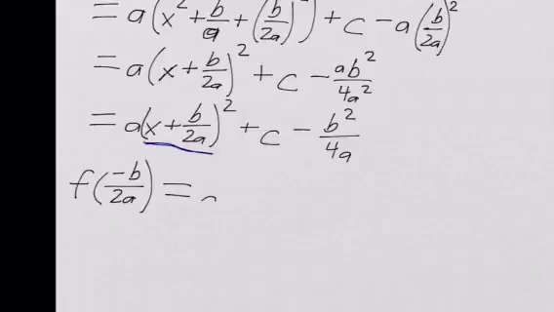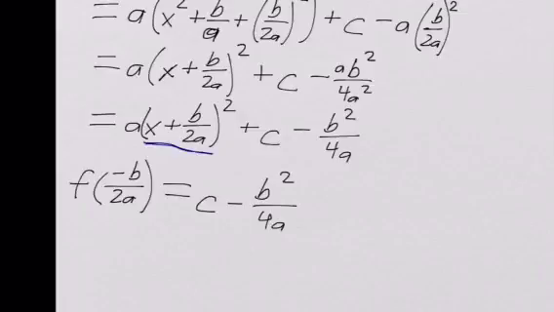I completely said that incorrectly. That should have been c minus b squared over 4a. So I get f of negative b over 2a is equal to c minus b squared over 4a.